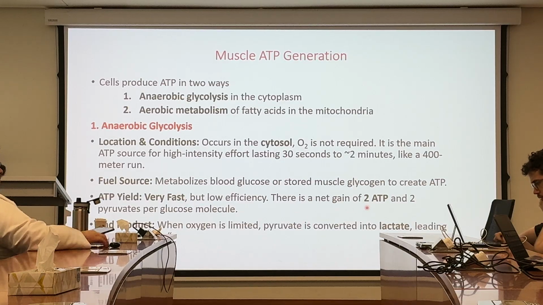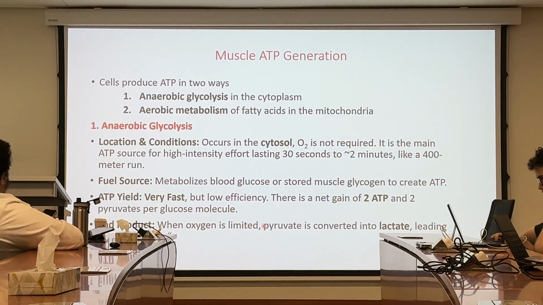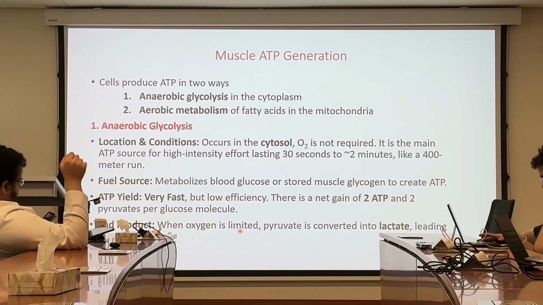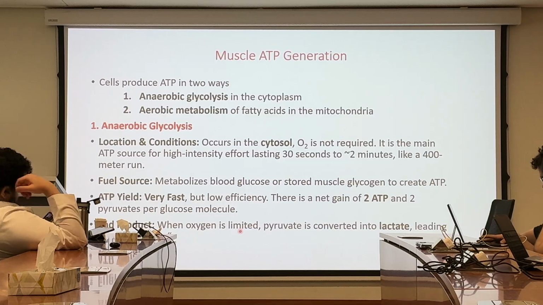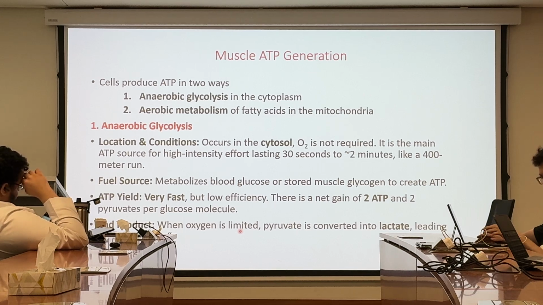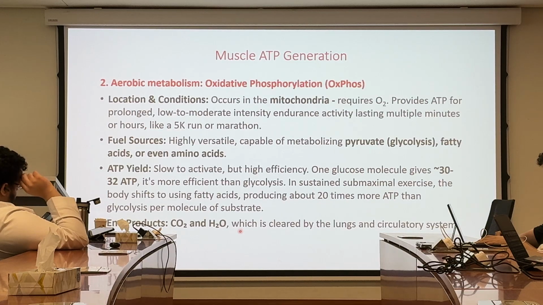Obviously, there's a net gain of 2 ATPs and then a pyruvate. Again, when the oxygen is limited, you need the NAD that's regenerated. So you convert the pyruvate to lactate, and now you use the NAD that's formed to keep the anaerobic glycolysis going. This decrease in pH because of the lactate is what gives you the supposed muscle burn when you're exercising.